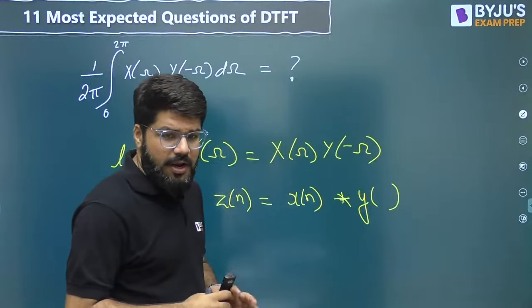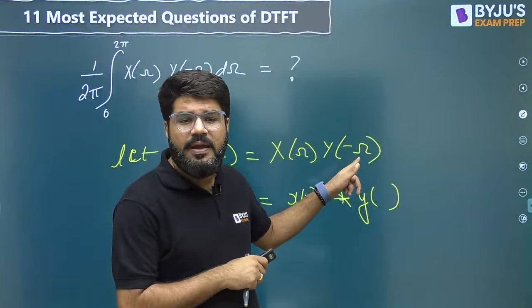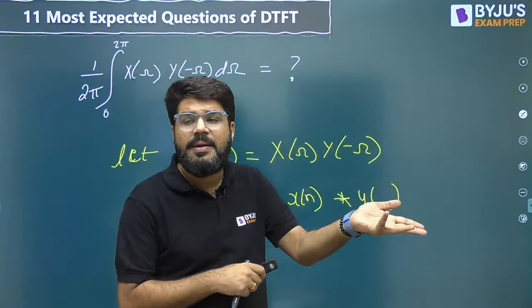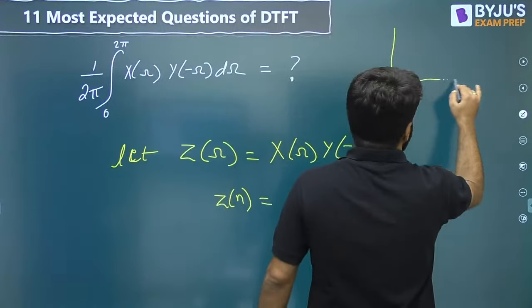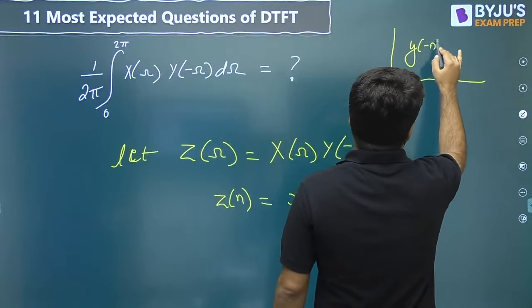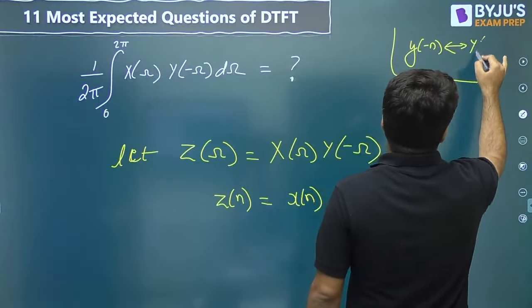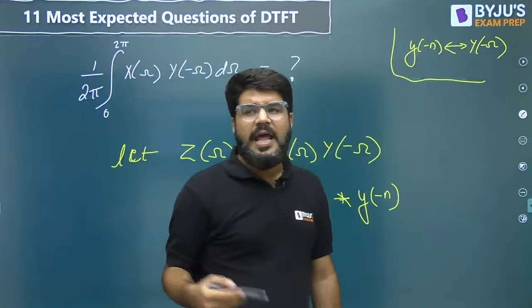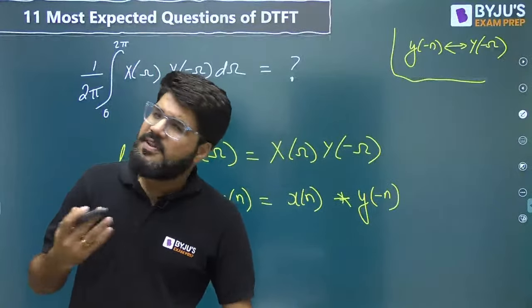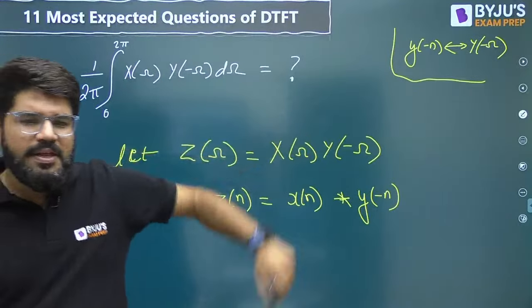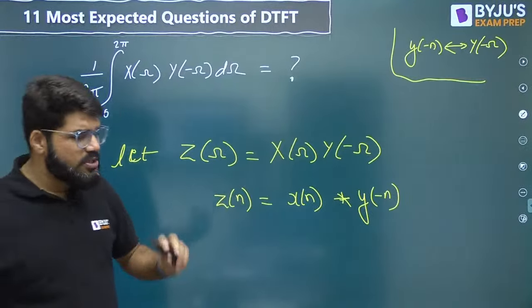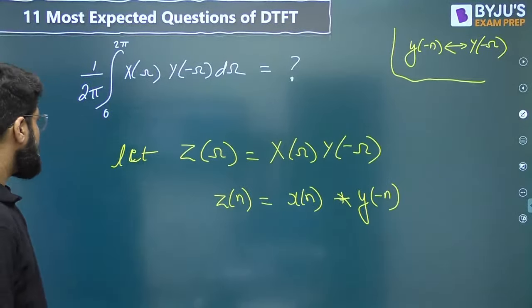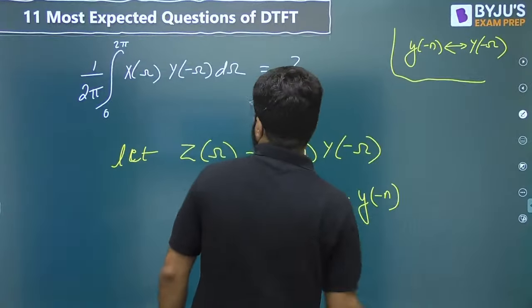y[n]. No, it won't be y[n], because if it was y[n], this should be Y(ω). So whose Fourier transform is Y(−ω)? y[−n]. Simple time reversal property. y[−n] has the DTFT Y(−ω). Time reversal property is applicable for both DTFT and CTFT. So z[n] is x[n] convolution y[−n].